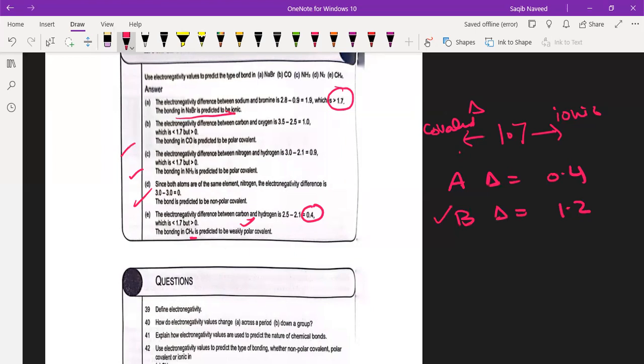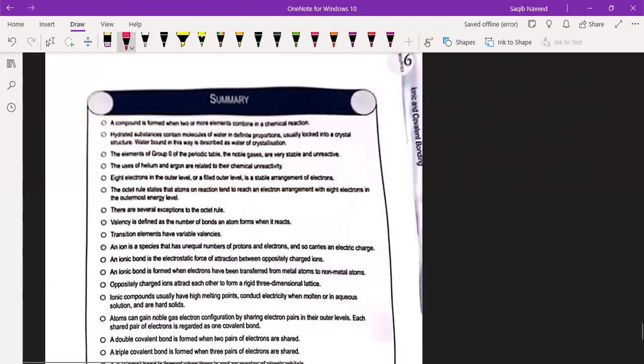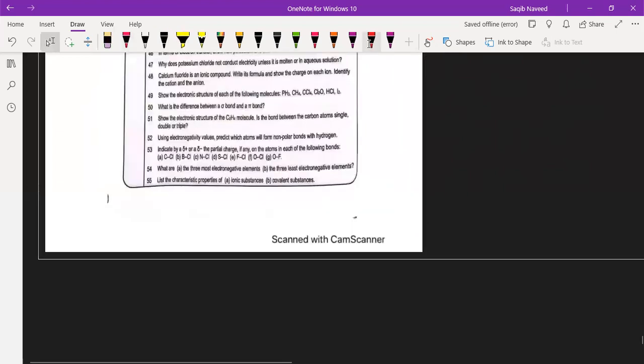So here are the definition, electronegativity, trends, we read it. Prediction about polar and non-polar. You can practice these, solve these, and send them to me whenever you have free time from college. Here you have a lot of questions to do.